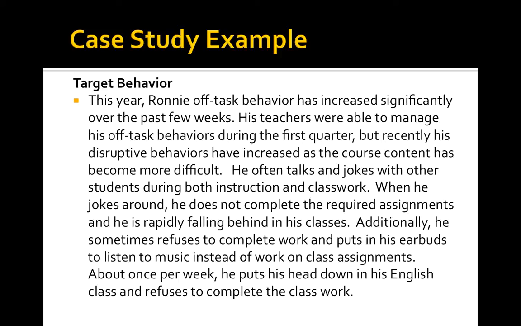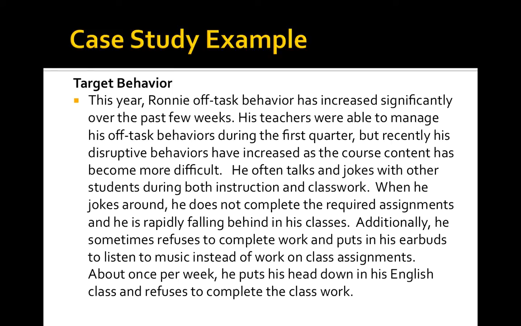So here, now we need to operationally define the challenging behavior so that we can pick a replacement behavior. So we could call Ronnie's behavior off-task behavior. And we could define this as talking with his peers about non-related subjects, making jokes about non-related subjects, and putting his head down. Let's say we start with that. Instead of doing that, we want to teach Ronnie how to escape the demands in a more socially appropriate way.